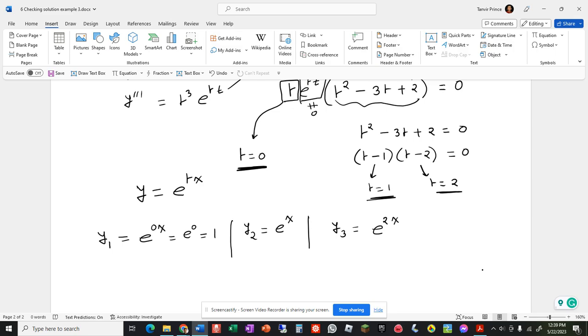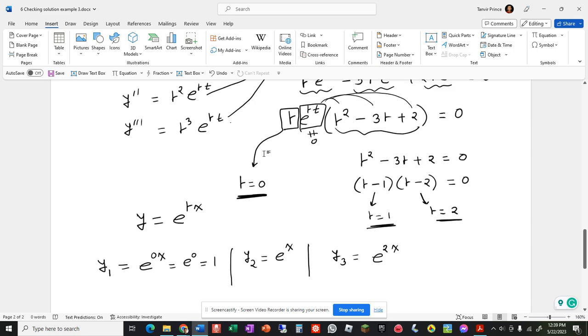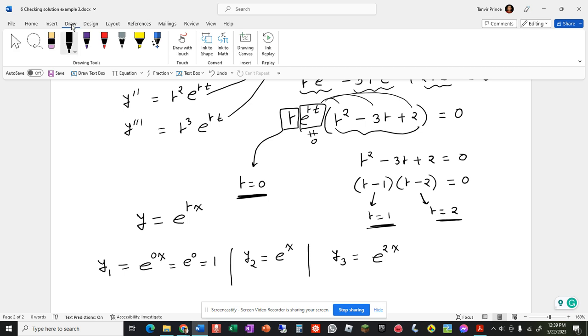Oh, my apology. I'm going from t to x. So all the x should be replaced by t. So don't forget that. So I'm going to replace all of this x by t here quickly. Because in the beginning I have t, so we should stick to that convention. It doesn't really matter at the end of the day. So let me just make everything t here. So my possible solution here is y1 is 1, y2 is e to the t, and y3 is e to the 2t.